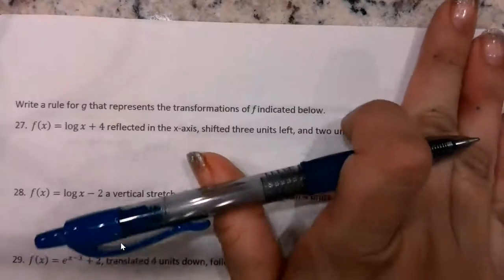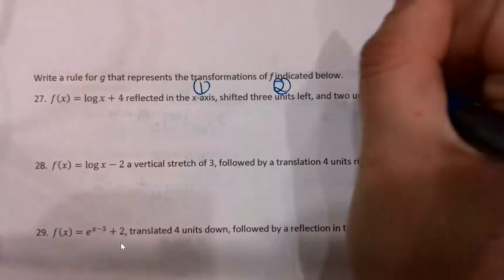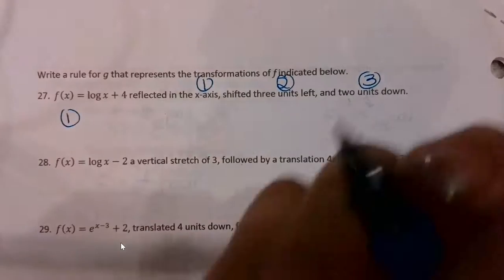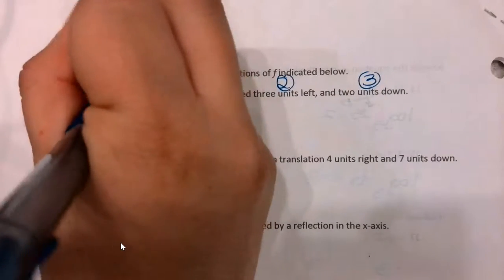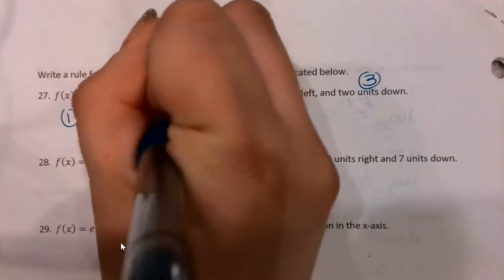Okay. These ones are writing my transformation rules. It's saying it's reflecting in the x-axis, shifting 3 units left, and then 2 units down. So my first change, reflect in the x-axis, makes everything out front change signs. So I'm going to have negative log x minus 4.